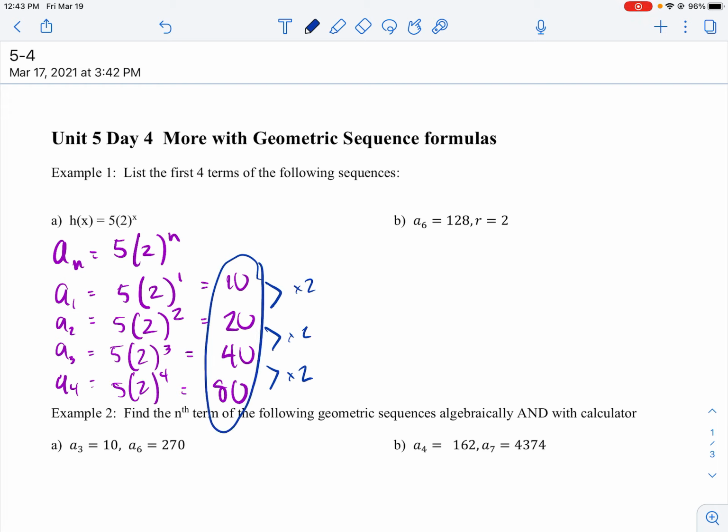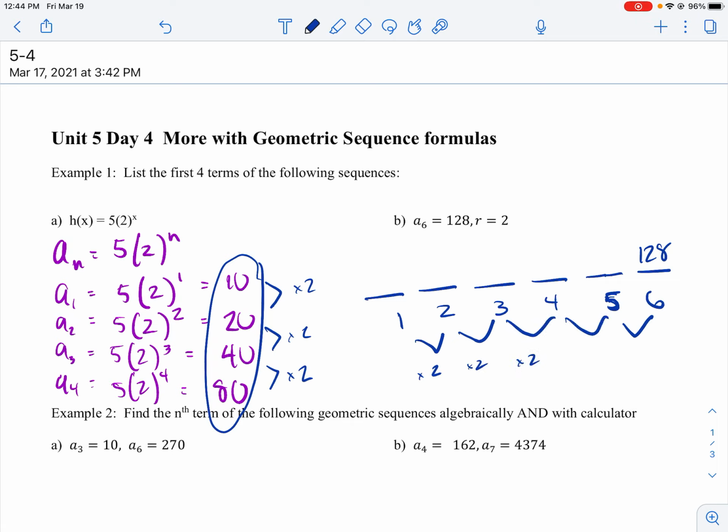All right, so let's take a look at letter B. Okay, letter B, unfortunately, they don't give us any of the first four terms, not even one, right? So how in the heck do we handle this guy? Okay, let's think about this. All right, this is 128, which means, okay, to get from 1 to 2, multiplied by 2, 2 to 3, multiplied by 2, 3 to 4, multiplied by 2, multiplied by 2, and multiplied by 2, right?